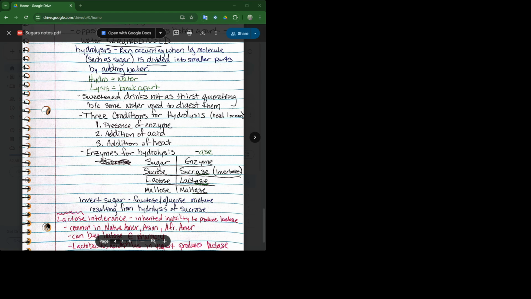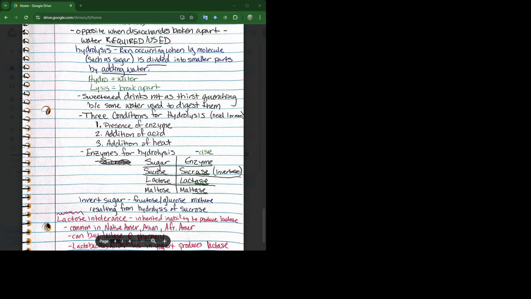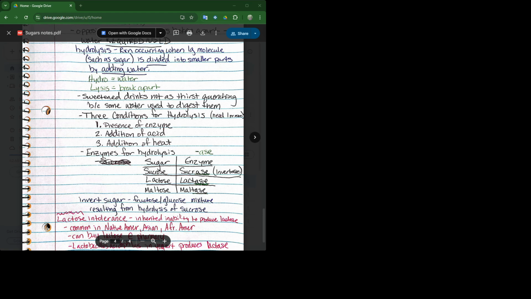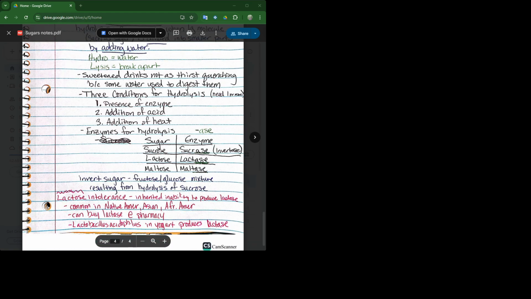From the lecture, you could also put in these notes that invert sugar is used because fructose is sweeter than sucrose, and so the mixture of the two is sweeter than sucrose, and that's why it's used.